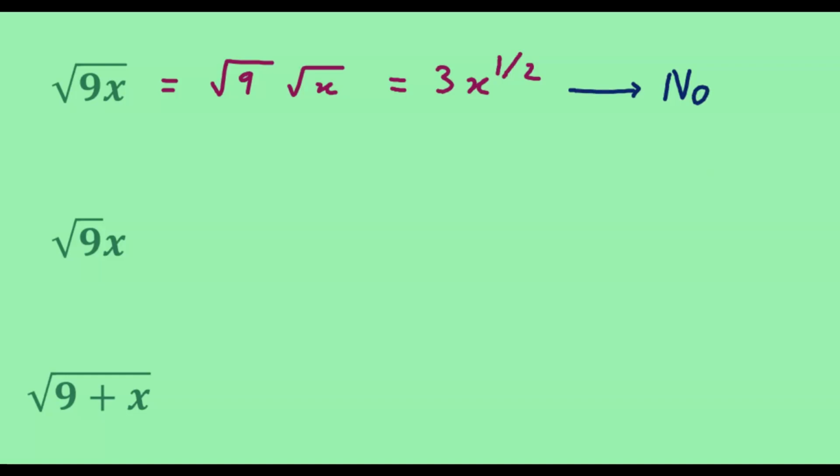Let us consider the next one. We have the square root of 9 times x. Now the square root of 9 is equal to 3, and we have x. So we have 3 times x, and we can write x as x to the power of 1, so that we have the product of a number and a variable raised to the power of a whole exponent. Because of this, we can say that this is a polynomial. So yes, this is a polynomial.